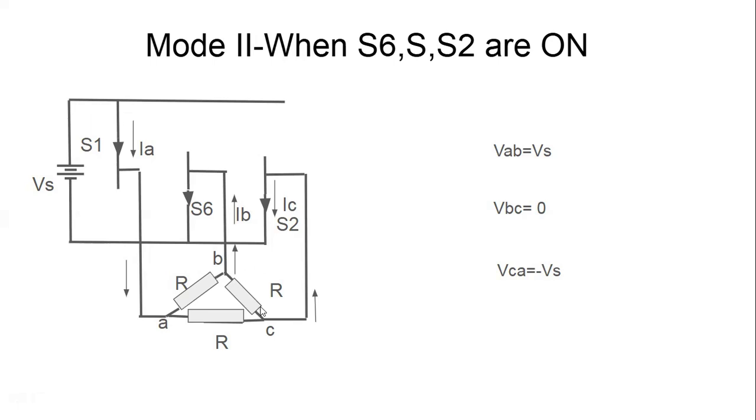So B and C terminals are short circuited. So VBC is equal to 0. And VCA, we can write it as minus Vs because C is connected to the minus terminal and A is connected to the plus terminal.